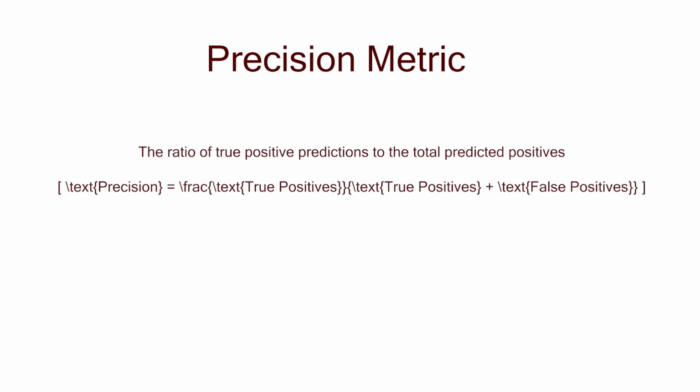Second, precision. Precision is a measure of the accuracy of the positive predictions. It is defined as the ratio of true positive predictions to the total predicted positives. High precision indicates that when the model predicts a positive class, it is often correct.